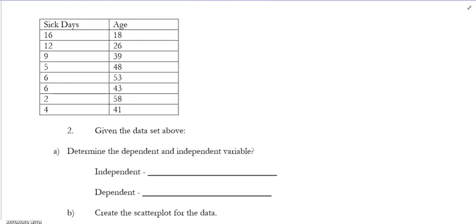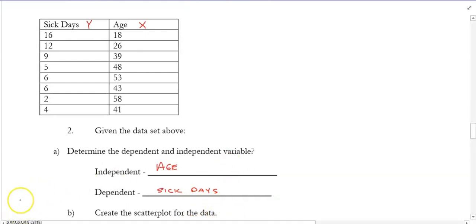So here's our second example. And once again, we're going to ask which is the independent and dependent variable. So we have number of sick days and age. Now, would you say that sick days depends on age, or does age depend on the number of sick days? And once again, you'll see that the sick days, if you think about it, really depends on a person's age. So age is your independent, and sick days is your dependent variable. Once again, let's create the scatter plot.